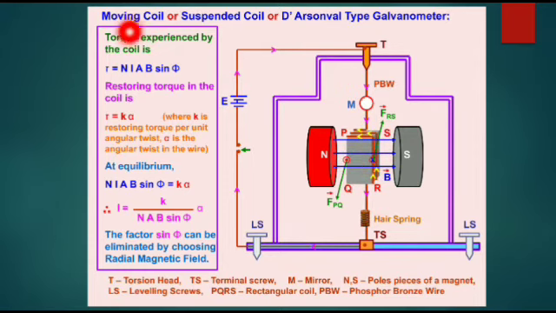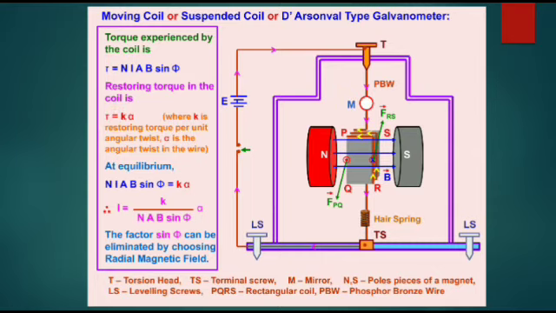Now come to the torque experienced by the coil. Torque is tau. This torque depends on the number of turns N of the coil, the amount of current I, the area A of the cross section of the coil, B the magnetic field, and sine phi, the angle between the force and the magnetic field. Due to the torque, it creates a restoring torque in the coil. Restoring torque tau is equal to K into alpha, where K is the restoring torque per unit twist.